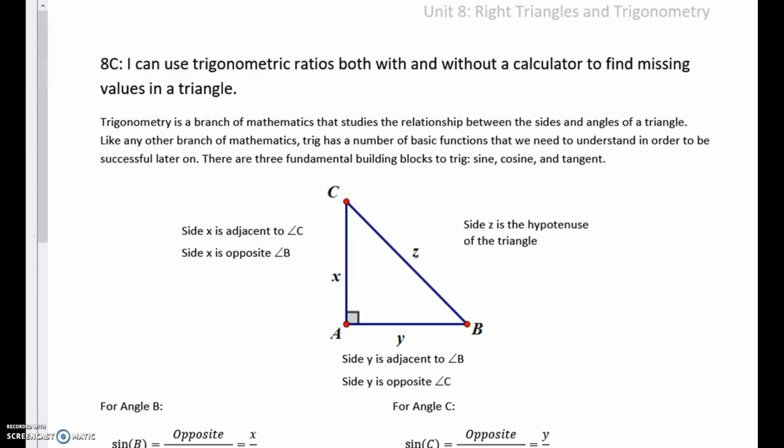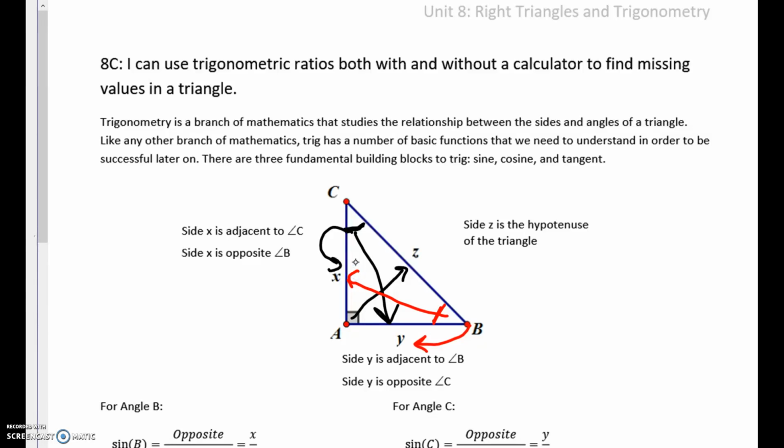So we've got a diagram here, and guys, for some reason, the printing in your books maybe didn't come out the way I wanted, so you may have to correct some things in your book as we go along. But if I'm looking at angle C, it has an adjacent side of X and an opposite side of Y, and Z is the hypotenuse no matter which angle I'm talking about. If I'm looking at angle B, it is adjacent to side Y, that means it's actually physically touching side Y, and opposite side X.